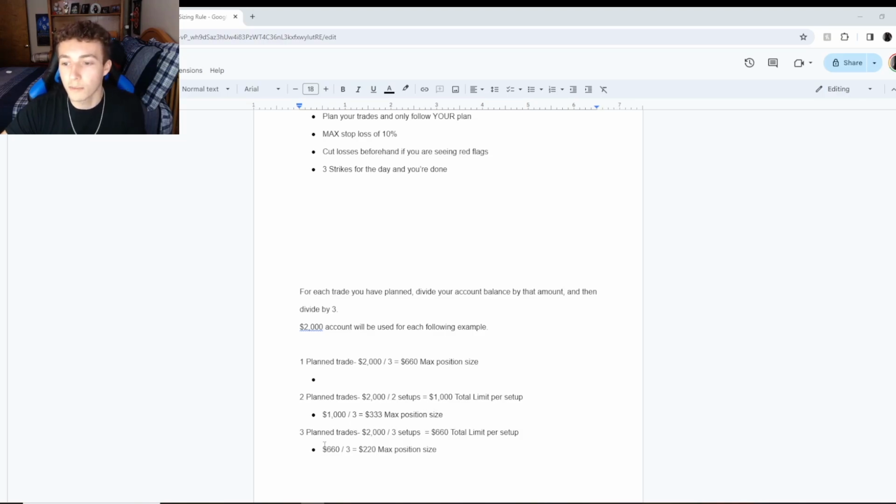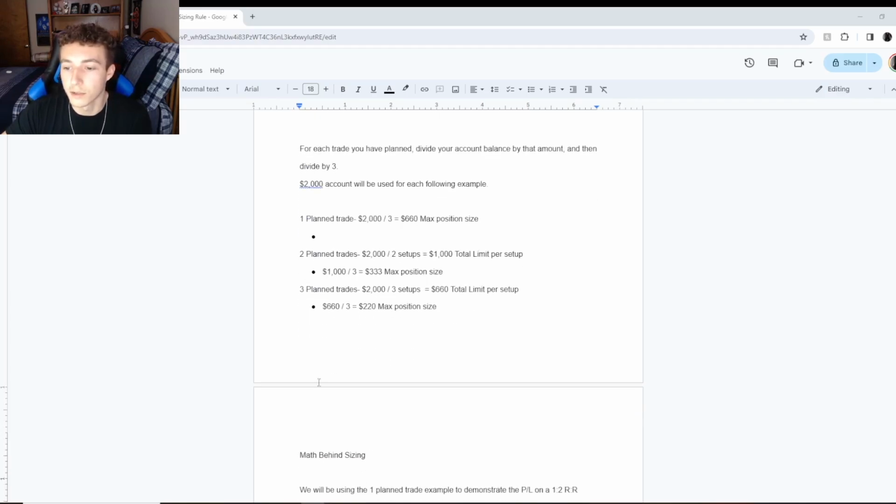And then if you have 3 planned trades, you take that $2,000 account balance divided by those 3 separate setups, and then you'll have a $660 total limit per setup. So then you'll take that $660, divide that by 3 trades per setup, which means you will have a $220 max position size per trade.